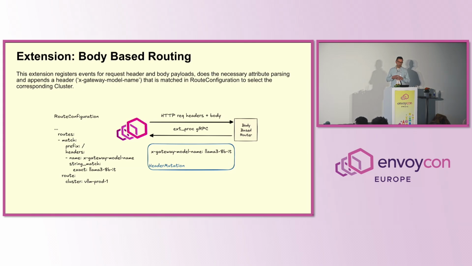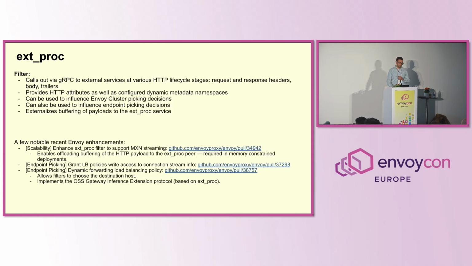So we've effectively externalized the body parsing. That gives us a nice property, which is now the buffering is also externalized, which some use cases will require depending on your body sizes and your prompt sizes. And that's effectively how we're handling this challenge with model-aware routing.